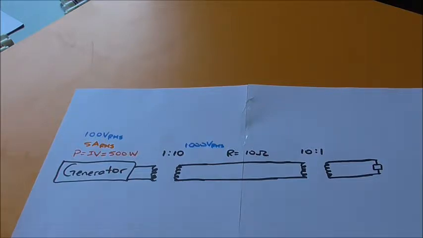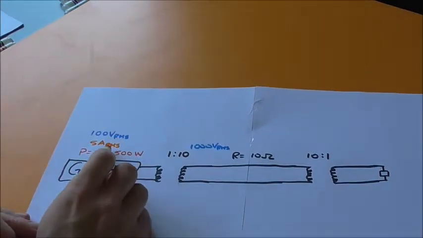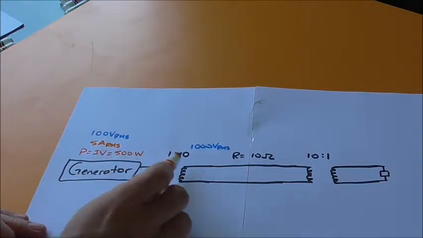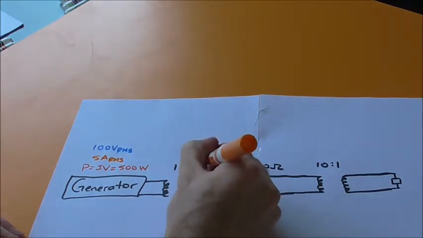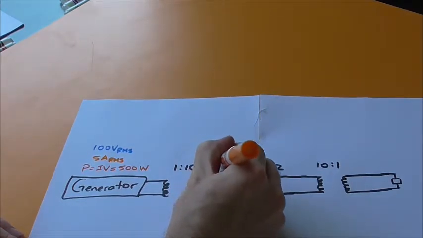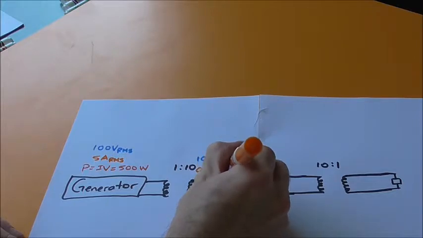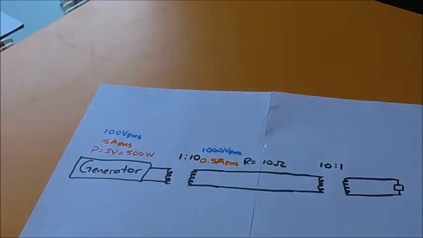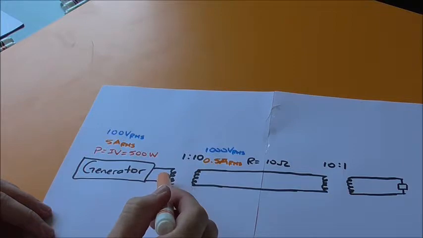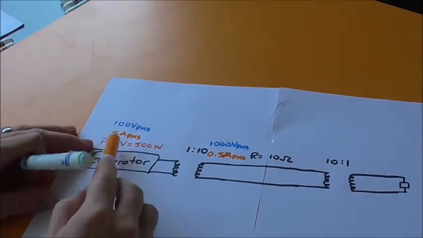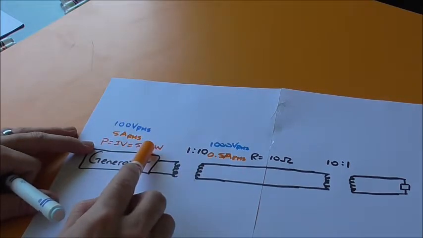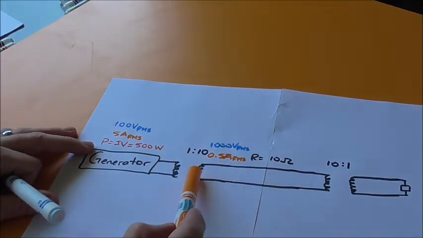Now, we'll also do the same with the current. So our current in the primary is 5 amps, but remember that the current is actually going to get stepped down by a factor of 10. So it's going to get stepped down to 0.5 amps RMS. And because we're assuming that our transformer is ideal, that means that the power in both coils should be the same. So the power on the left side is 500 watts, and on the right side it would still be 500 watts.